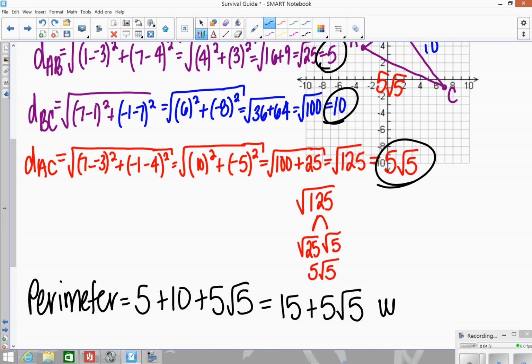And the units would just be units because for perimeter, you just keep the units. If it were area, then you square them. But for perimeter, you're just combining like terms. You're just adding, so you keep the units as is.